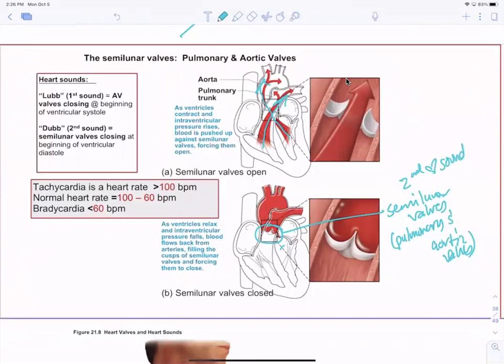And that would be considered one heartbeat, or one cardiac cycle, is what it's called. It's a cycle of filling up with blood, the heart muscle then contracts, pushes blood out, and then the semilunar valves close so the heart can refill with blood.